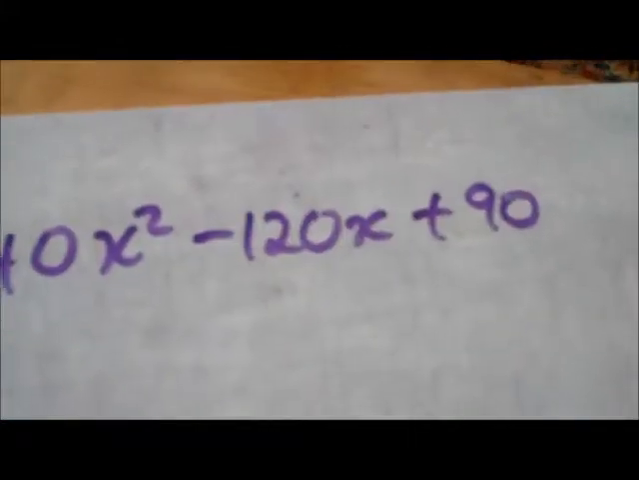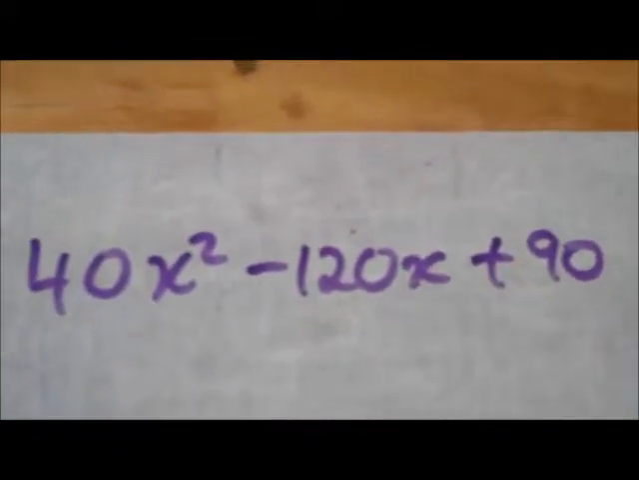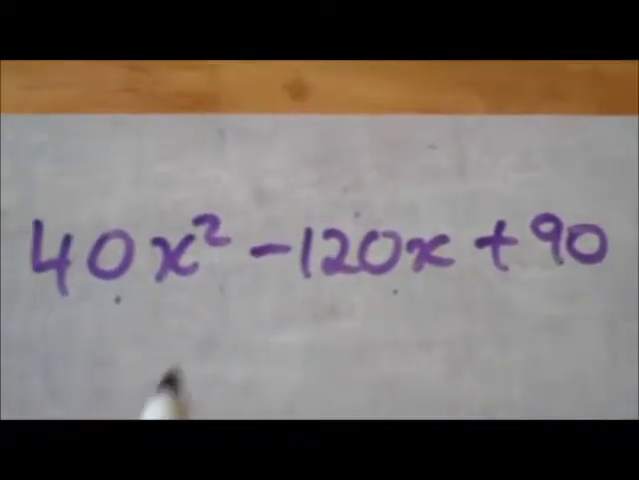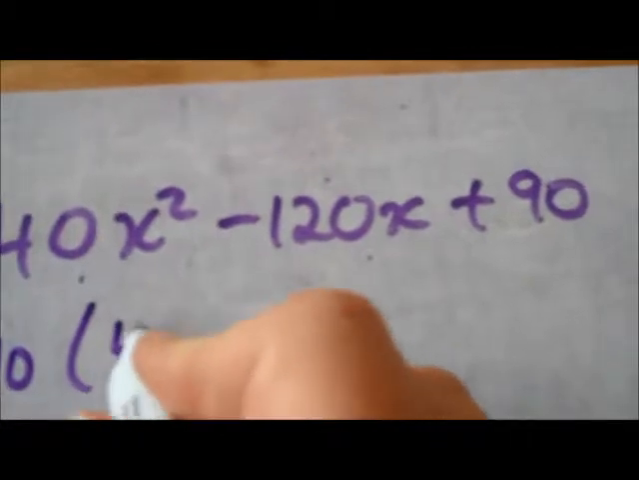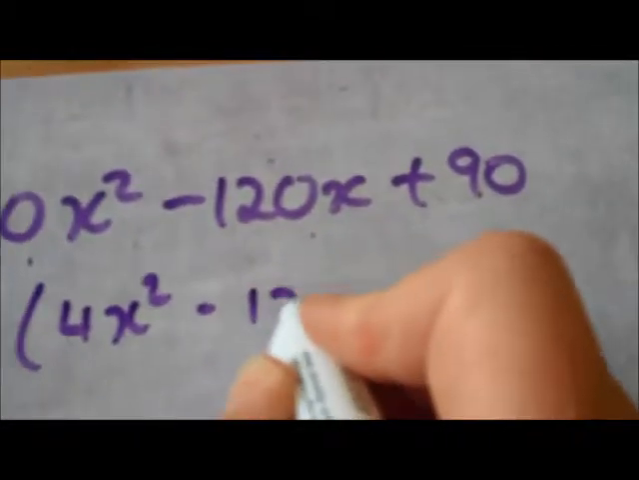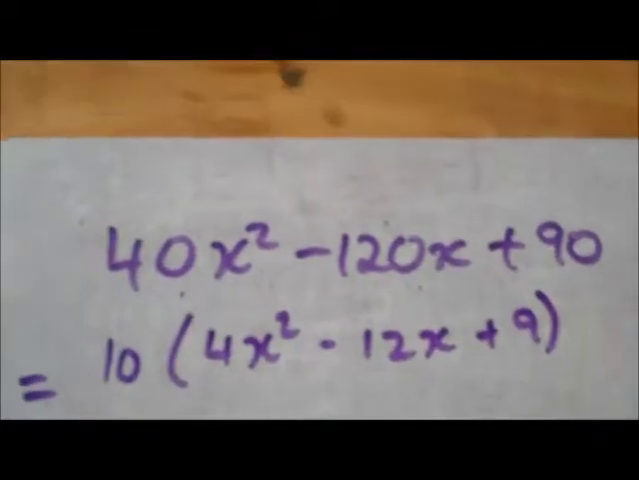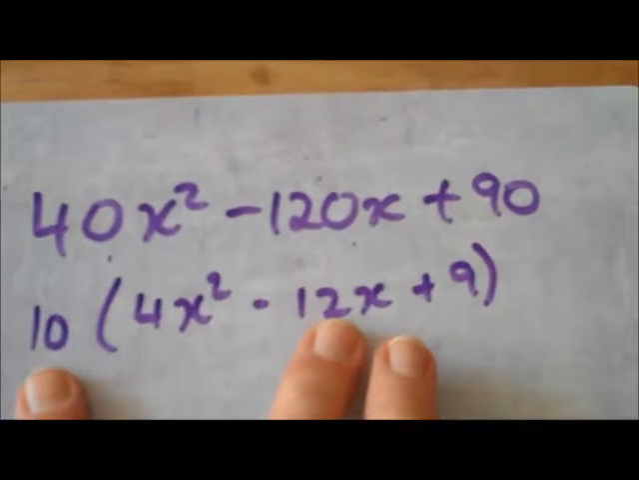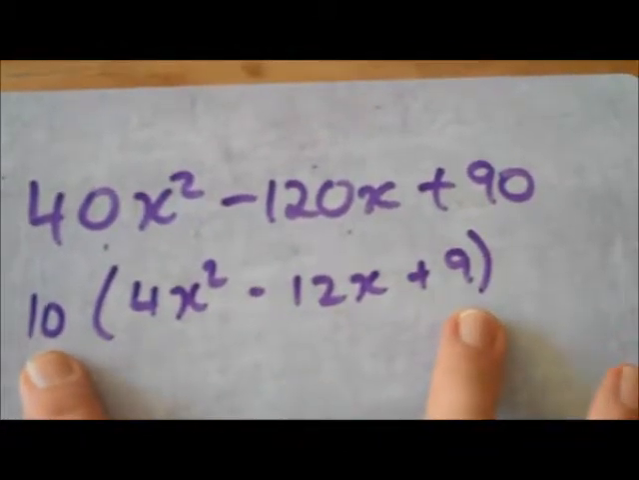Here's the last example, and the first thing to make life easier for yourself is to take out a common factor. Can you see that every one of these ends in a 0, so 10 must be a common factor. So let's take that out to start with. So I would get 10 lots of 4 is 40x squared, 10 lots of 12 is 120, so I would get 12x, and 10 lots of 9 is 90.